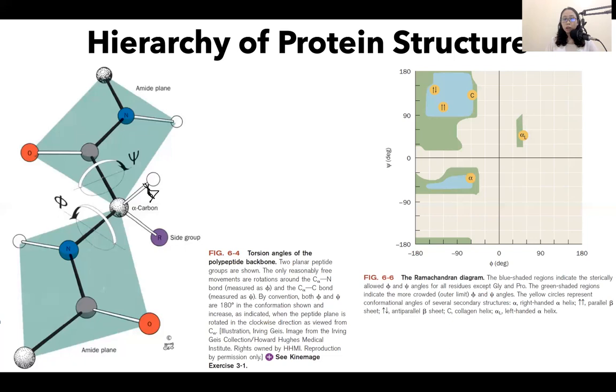The green ones are more crowded. They are possible, but they are not very stable. And the unmarked regions are the ones that are not possible at all. So why is there a limit? It's because of the steric clashes of your side chains, of the atoms along your peptide plane.